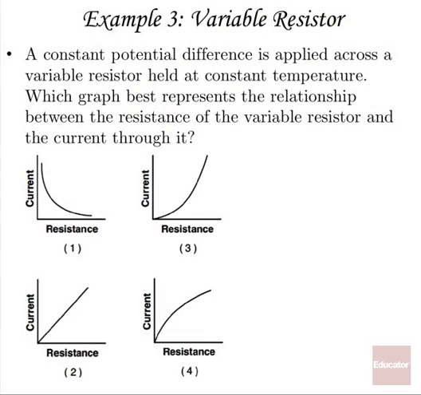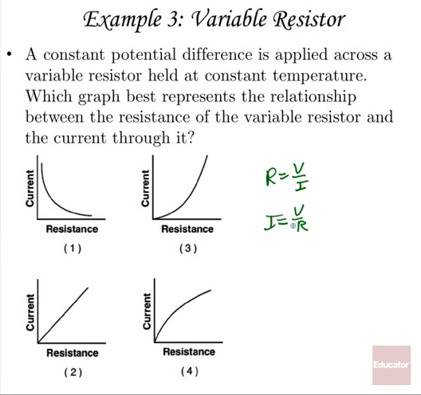How about a graphical problem? A constant potential difference is applied across a variable resistor held at constant temperature. Which graph best represents the relationship between the resistance of the variable resistor and the current through it? Well, R equals V over I, and we're holding V constant. So we've got R on the X and current on the Y. I could write it also as I equals V over R. As R gets bigger, current must be getting smaller, right?